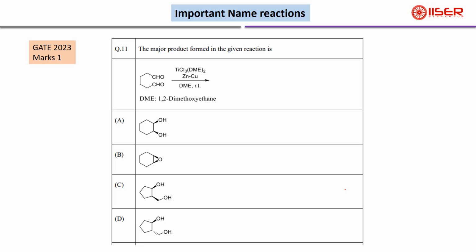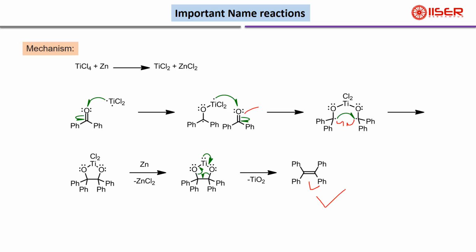As I said, the titanium will be coordinating with both the aldehyde and form this intermediate. That means that during the formation of this intermediate, these two OH groups are in the same plane. In the next step, you need heat for the cleavage of these ring bonds.